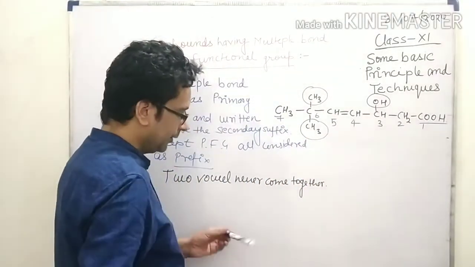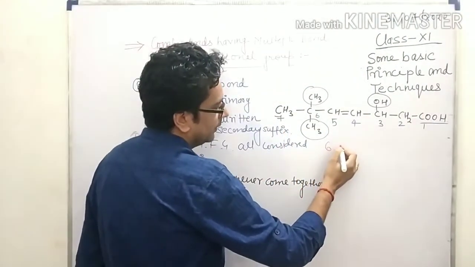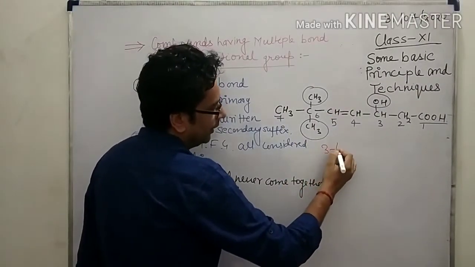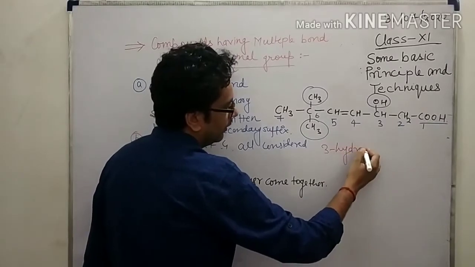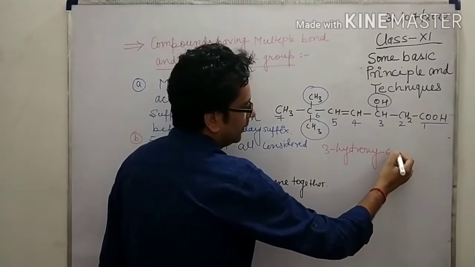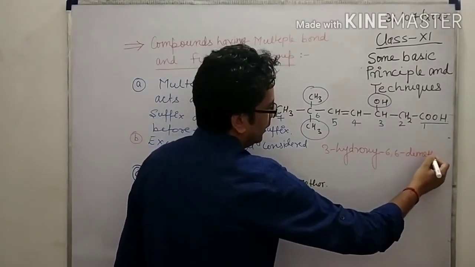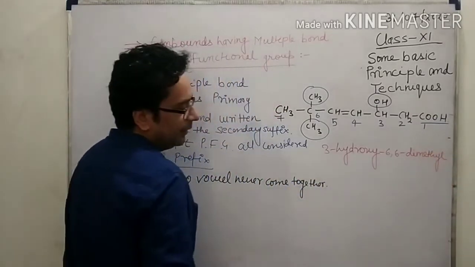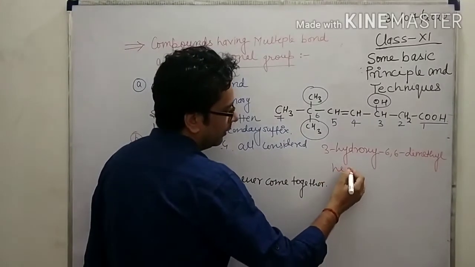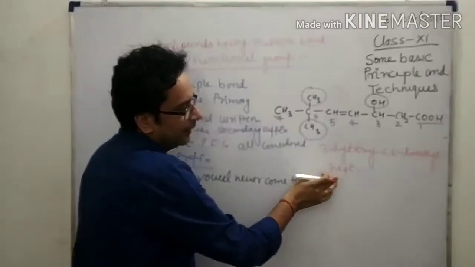So first, what is the name of this compound? Okay, the name of this compound is, look here, 3-hydroxy, 6,6-dimethyl. The total number of carbons is 7. This is important. The total number of carbons is 7.